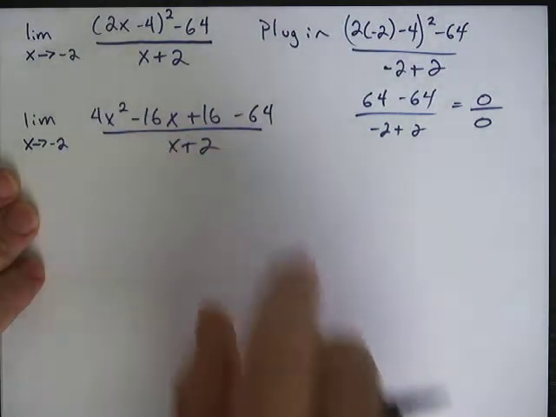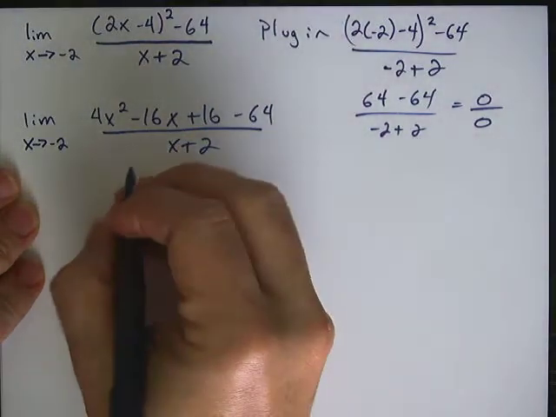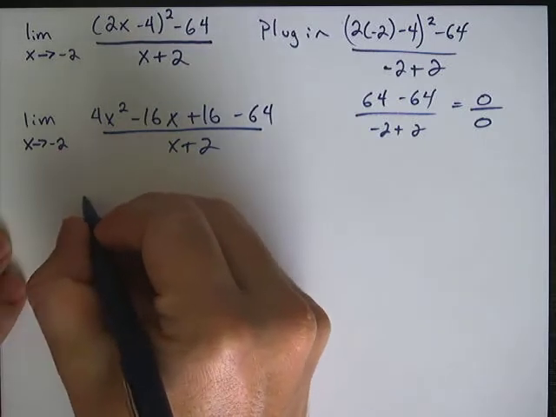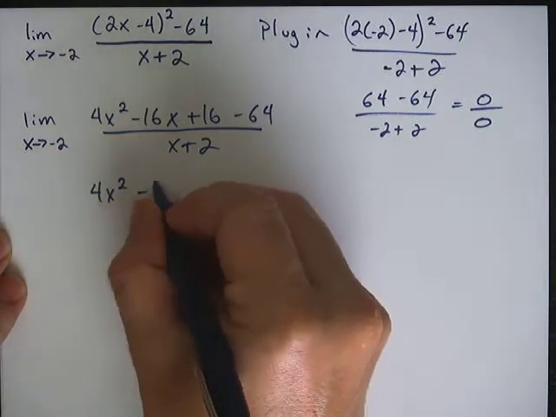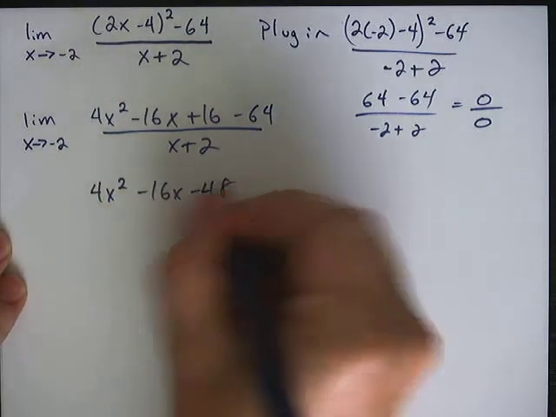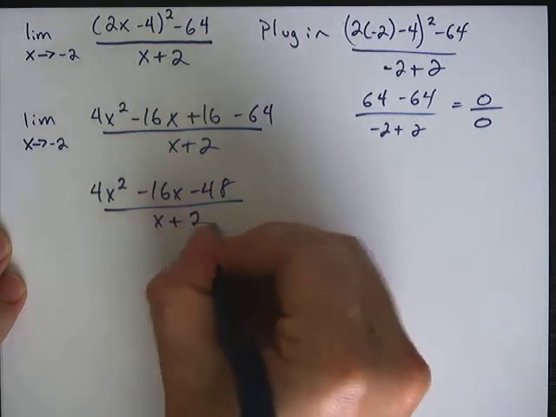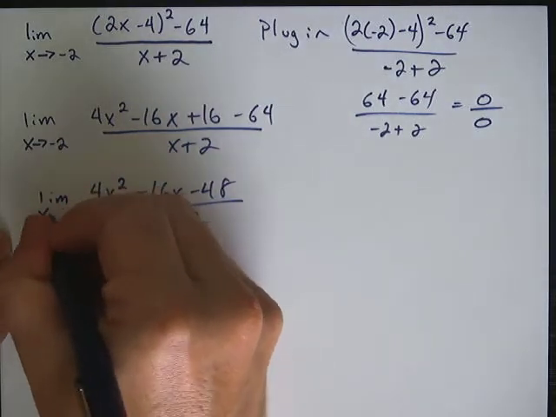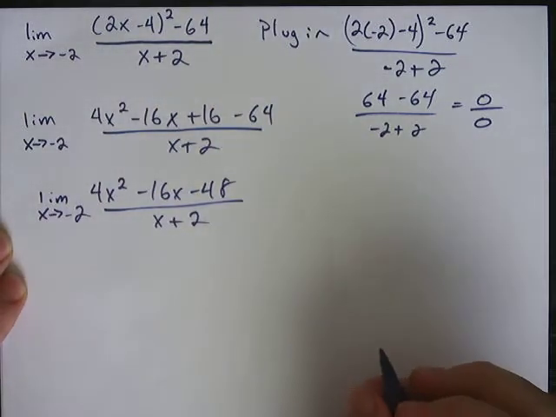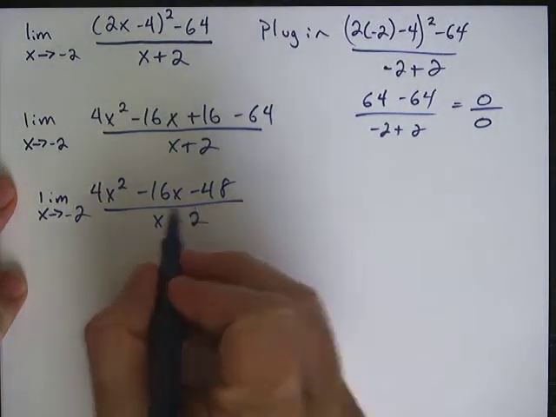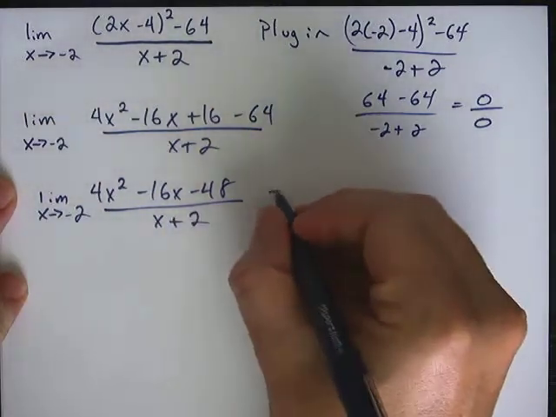Okay, let's clean that up. This 16 and the negative 64 become negative 48, so this will be equal to 4x squared minus 16x minus 48 over x plus 2. Should go ahead and write that limit here. Don't want to be lazy. So let's factor out a 4. Looks like we can factor out a 4 here.